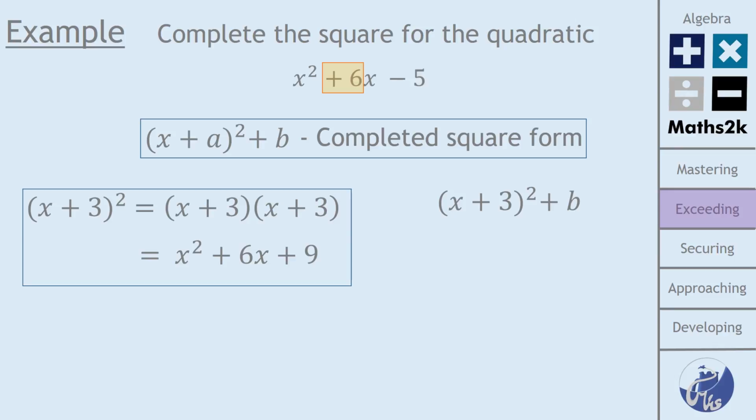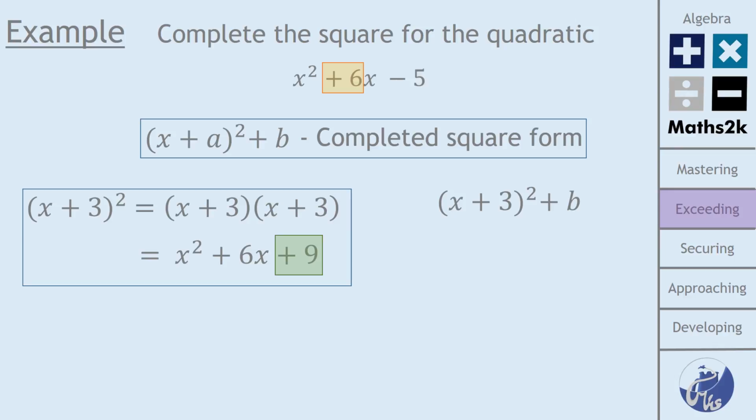Now the x plus 3 squared is considered a perfect square on its own. But because this perfect square on its own does not get us back to the original, it's incomplete. It needs something else at the end. That's where this b comes into it. And so completing the square means to put some other value added or subtracted at the end to balance it back to what you want.